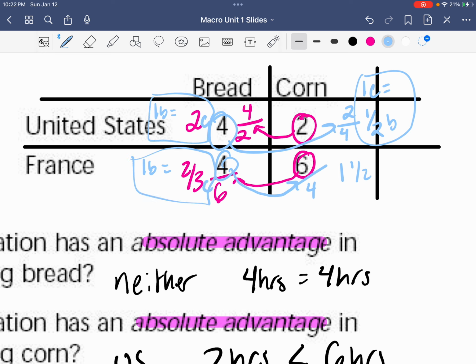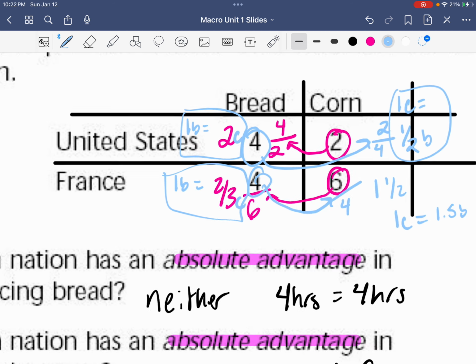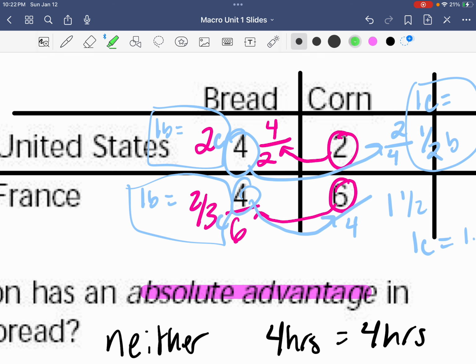I should circle these. This is so messy. I'm going to do one really neat here in a minute. And then if we're making one corn in France, then one corn is equal to the making of 1.5 breads. Okay? So now we're going to take a look at comparative advantage. Well, who should make bread in this scenario?